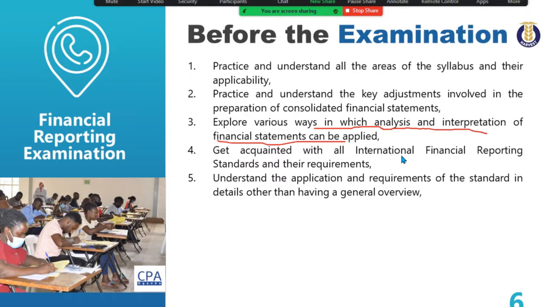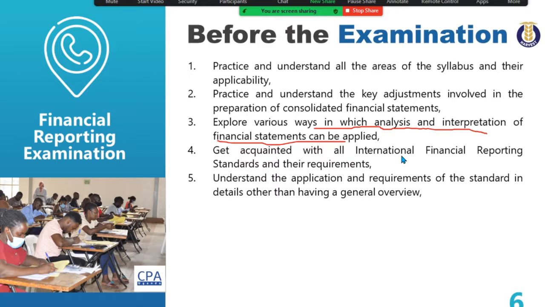You should know that 20 goes to government grants, 38 goes to intangible assets you have, 16 goes to the property, plant and equipment. So you need to understand the application. That's the application, and then the requirements. What does IAS 16 require us to do on property, plant and equipment? What does 23 require us to do on borrowing costs?